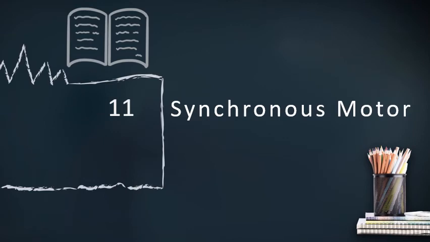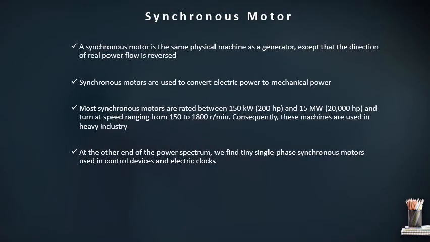Next topic is the synchronous motor. A synchronous motor is a rotating electrical device which converts electrical energy into mechanical energy. A synchronous motor is the same physical machine as a generator, except that the direction of real power flow is reversed. Synchronous motors are used to convert electrical power into mechanical power. Most synchronous motors are rated between 150 kW and 15 MW and turn at speeds ranging from 150 to 1800 revolutions per minute.